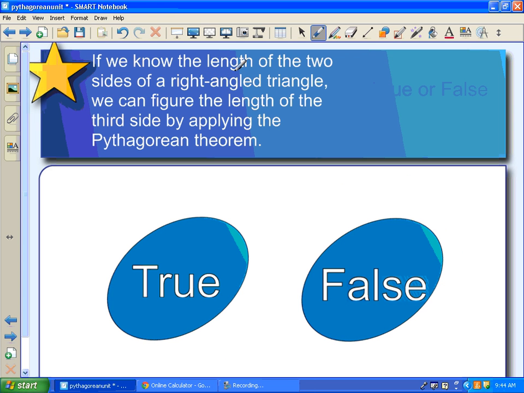If you know the length of two sides of a right-angled triangle, we can figure the length of the third one by using Pythagoras' theorem. And of course, that is true. You have to know at least two sides. If you know two sides, you can figure out the third if it's a right triangle.